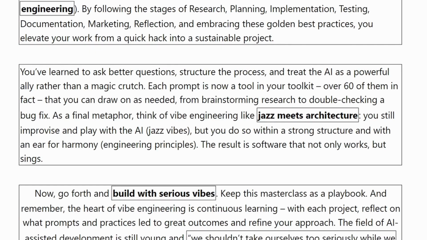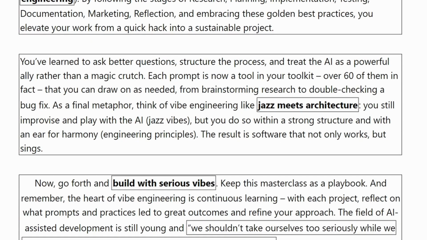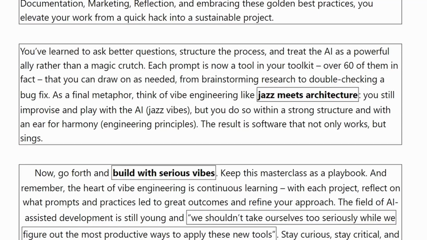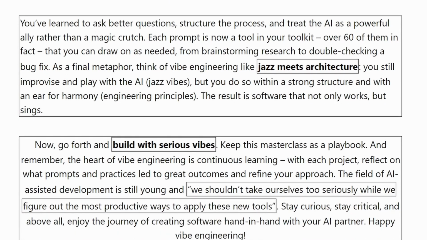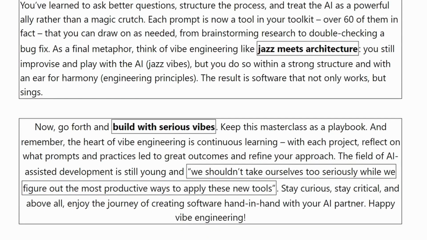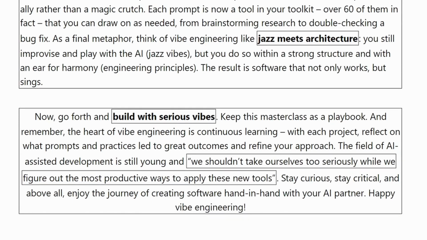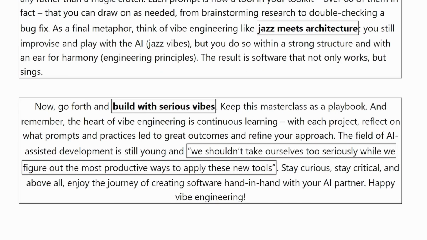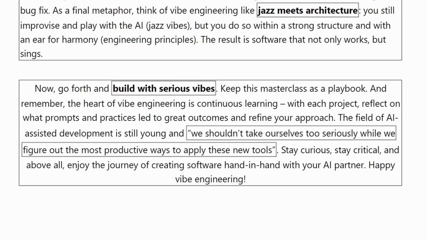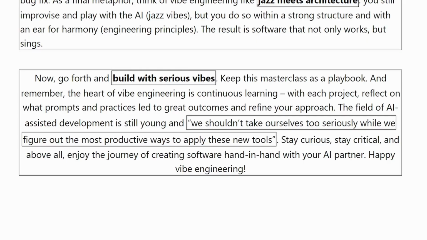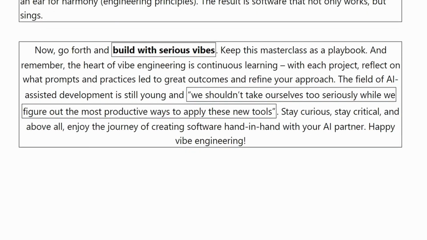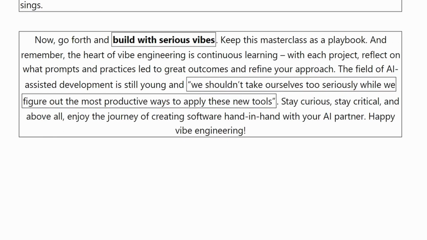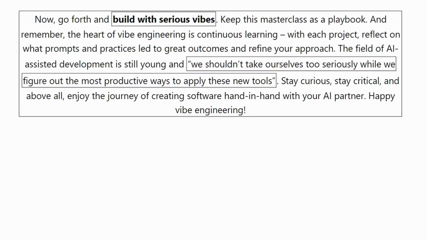You've learned to ask better questions, structure the process, and treat the AI as a powerful ally rather than a magic crutch. Each prompt is now a tool in your toolkit, over 60 of them in fact, that you can draw on as needed, from brainstorming research to double-checking a bug fix. As a final metaphor, think of vibe engineering like jazz meets architecture. You still improvise and play with the AI, jazz vibes, but you do so within a strong structure and with an ear for harmony, engineering principles. The result is software that not only works, but sings.